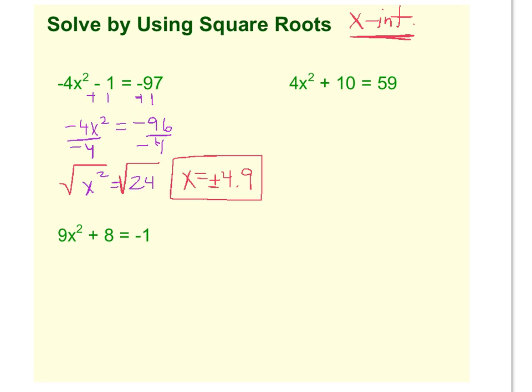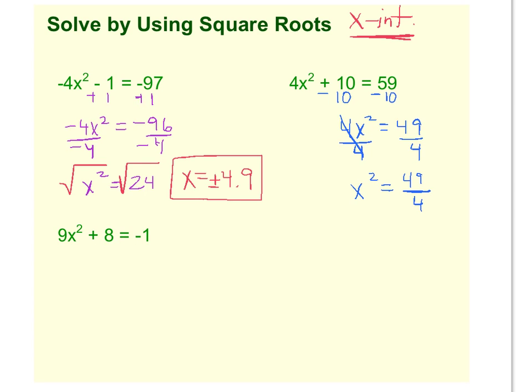Alright, this next example, again, your goal is to get the x squared alone. So we want to start by subtracting 10 from both sides. So we have 4x squared equals 49. And then we have to get the 4 to the other side, so we'll divide by 4. So 49 does not divide by 4, so we'll leave it as a fraction. If you notice, 49 over 4 are kind of special numbers.